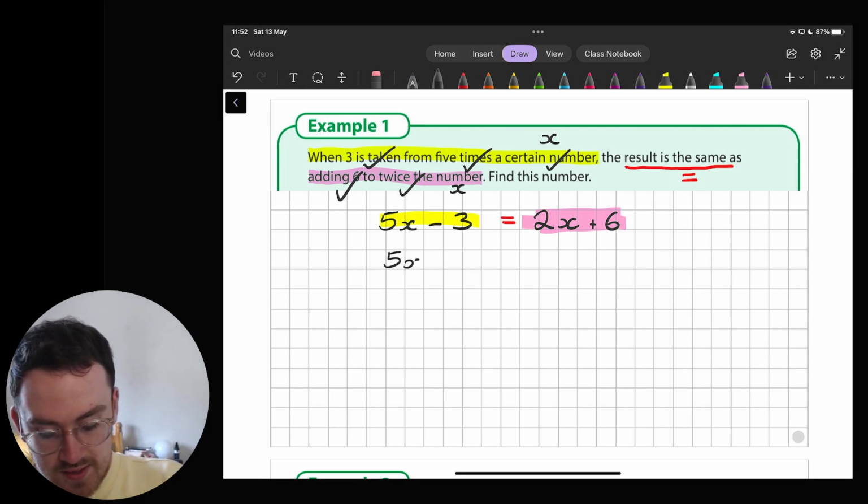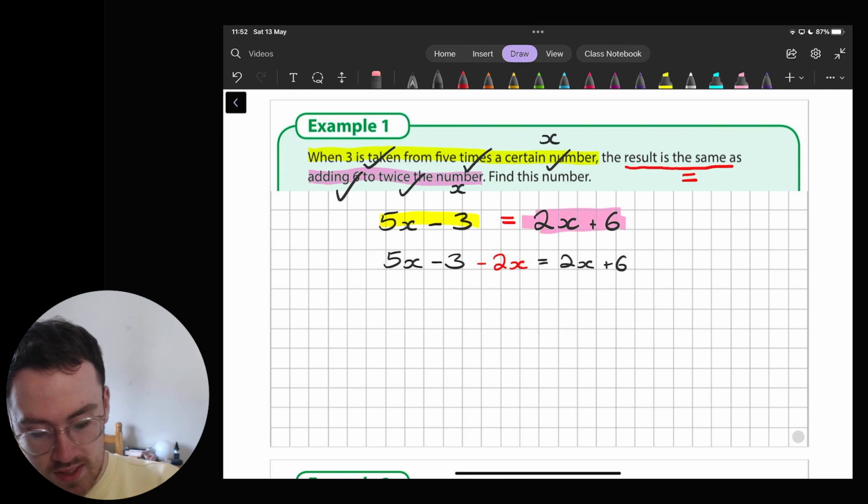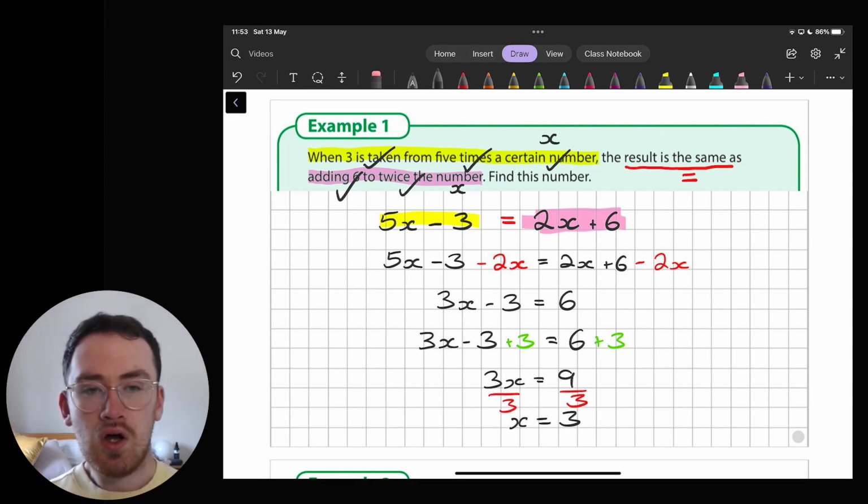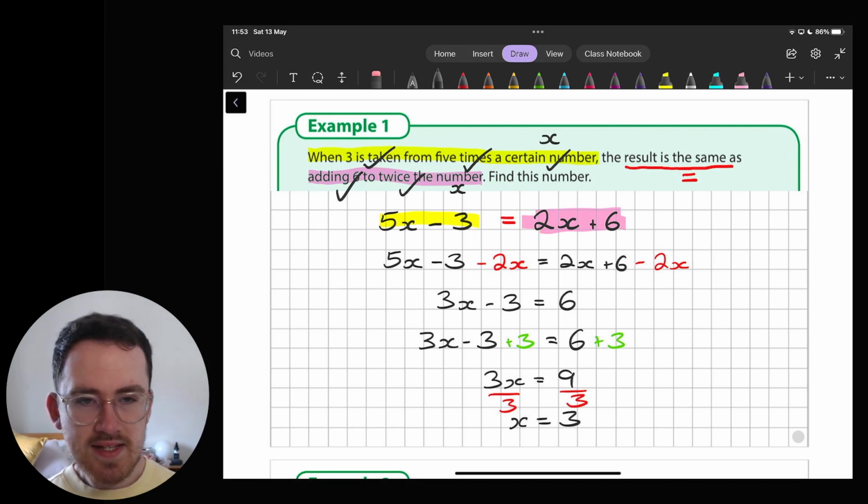So 5x minus 3, I can take away my 2x from both sides to get rid of that 2x, to get all my x's onto one side. 3x minus 3 equals 6. Then I'm going to add 3 to both sides so that I can eliminate that 3 there, so I can just have x's on one side and numbers on the other side. I get 3x is equal to 9, which means that x is equal to 3 if I divide both sides by 3 there.